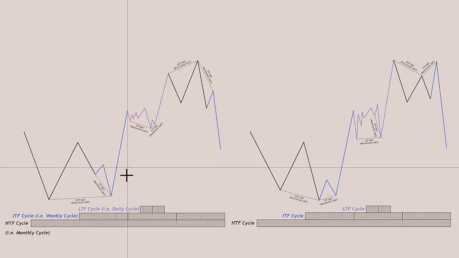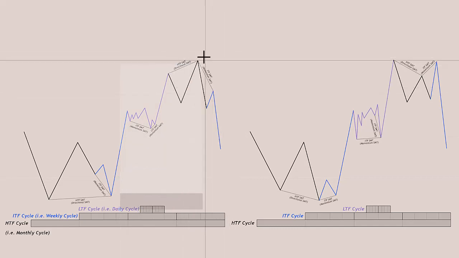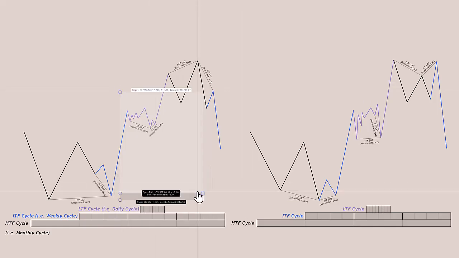And then you're going to ride it until you have an opposing SMT that is directional as well. So let's say over here gets confirmed, then you pretty much exit over here. So that's how you enter and exit based on SMTs.